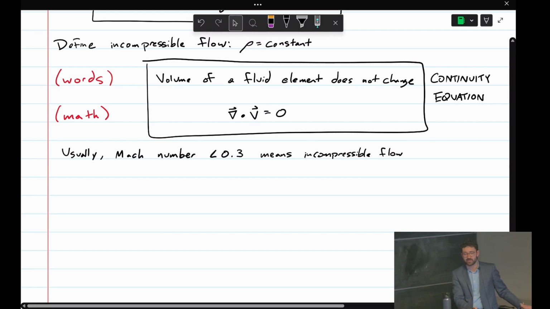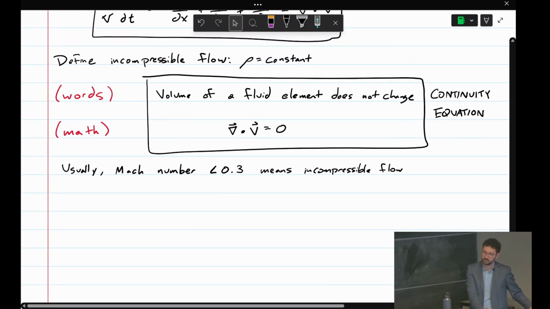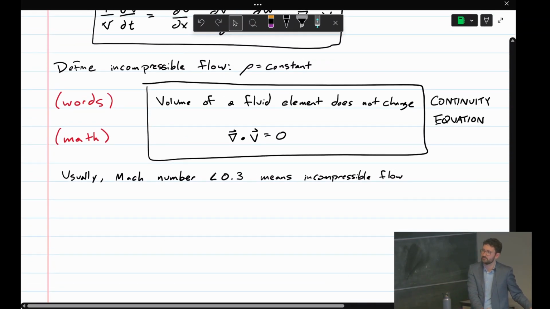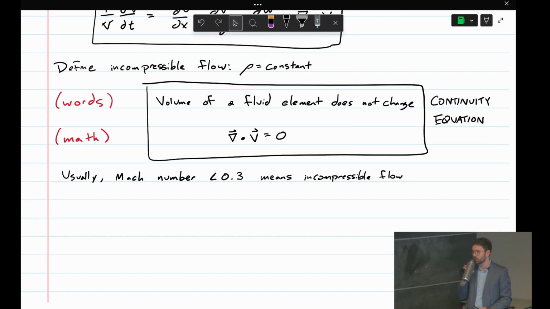So before I move on, are there questions about the continuity equation or this incompressibility? Yes, please.